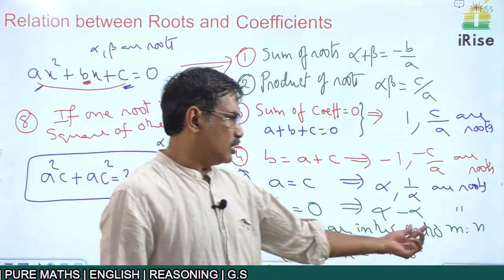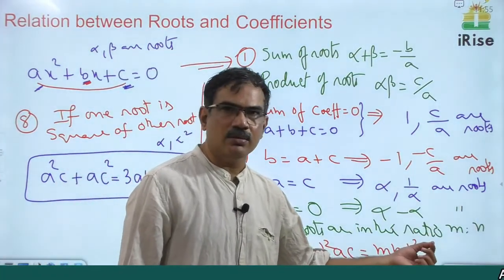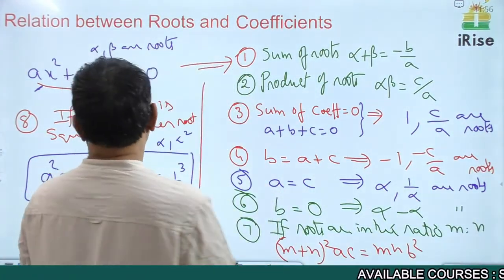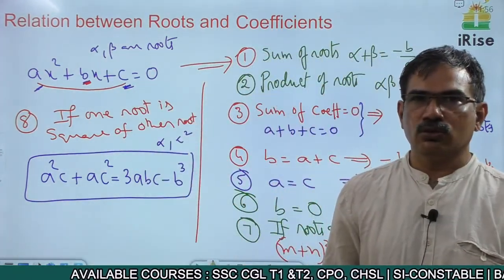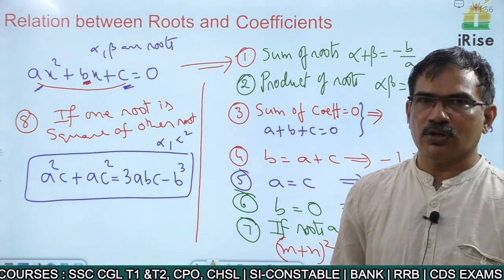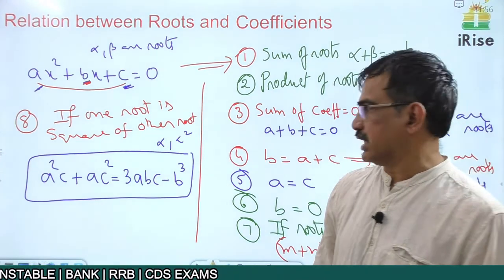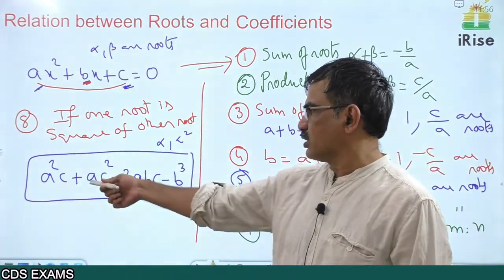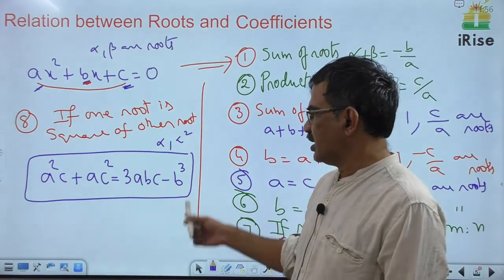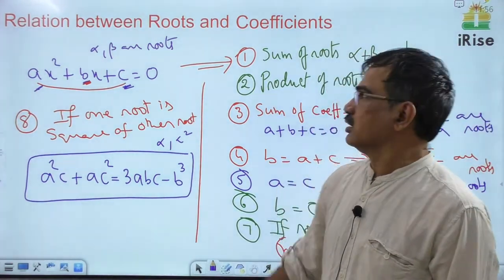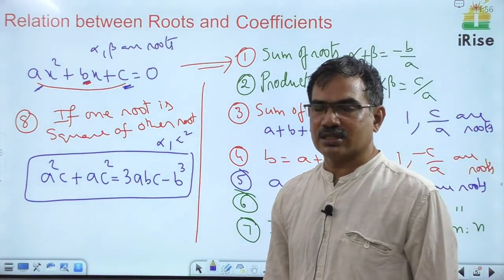And if roots are in the ratio m is to n, then (m plus n) whole square AC is equal to mn b square. And point number 8, if one root is the square of the other root, 2, 4, 3, 9, 4, 16, minus 4, 16, no problem, whether it is positive or negative. Alpha, alpha square, then the condition is a square c plus ac square is equal to 3abc minus b cube. So these are the relations between roots and coefficients.